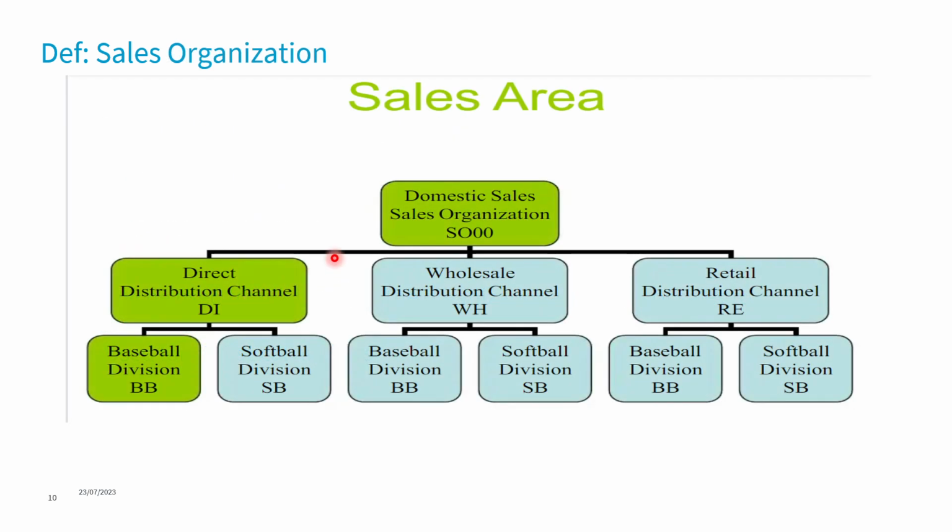Moving on further, one example has been given for the sales area. I have shown one domestic sales organization. Then there are different distribution channels: direct, wholesale, and retail. And then there are divisions. If I say what a sales area is here, the combination of sales organization, distribution channel, and division is one sales area. I can say this sales organization, this distribution channel, and this division becomes a second sales area. Similarly, this sales organization, this distribution channel, and this division can become a third sales area.